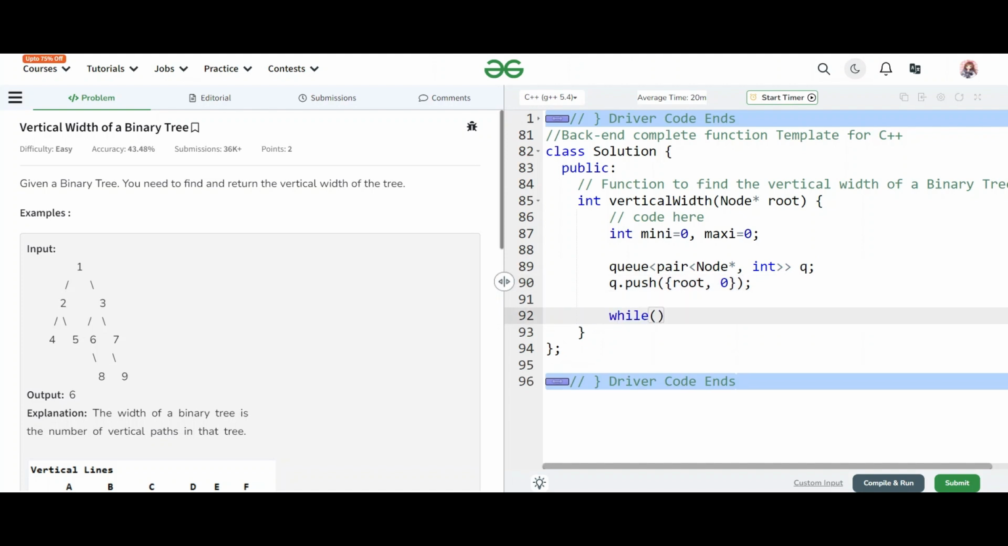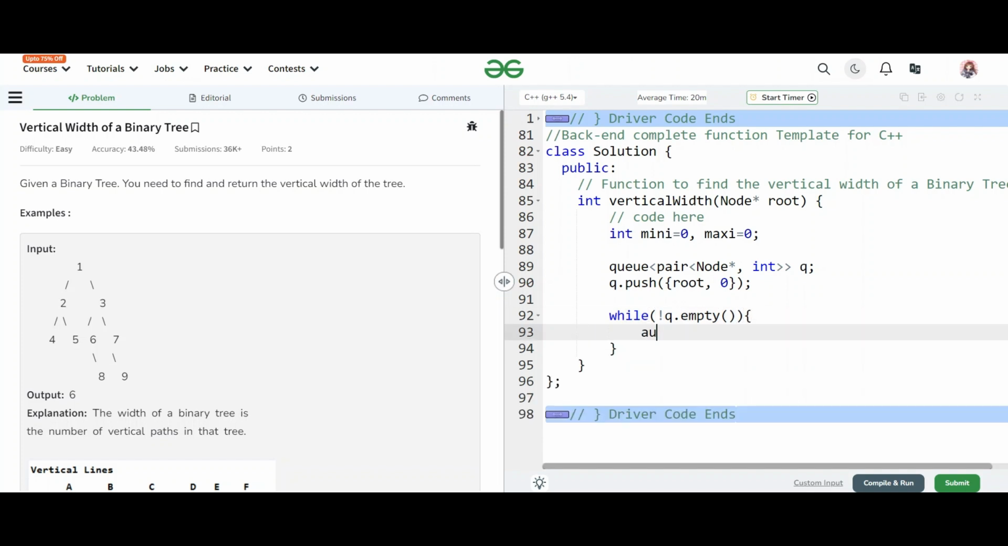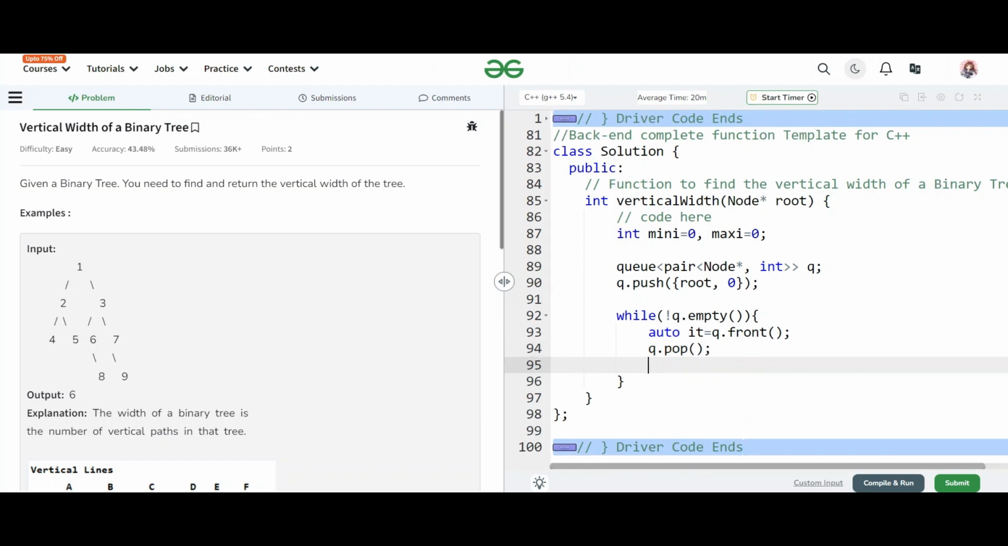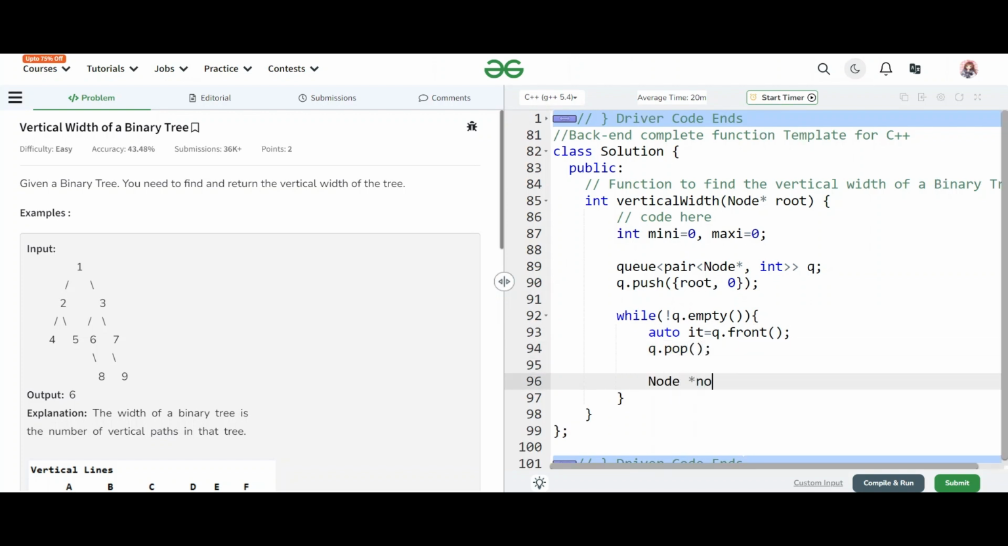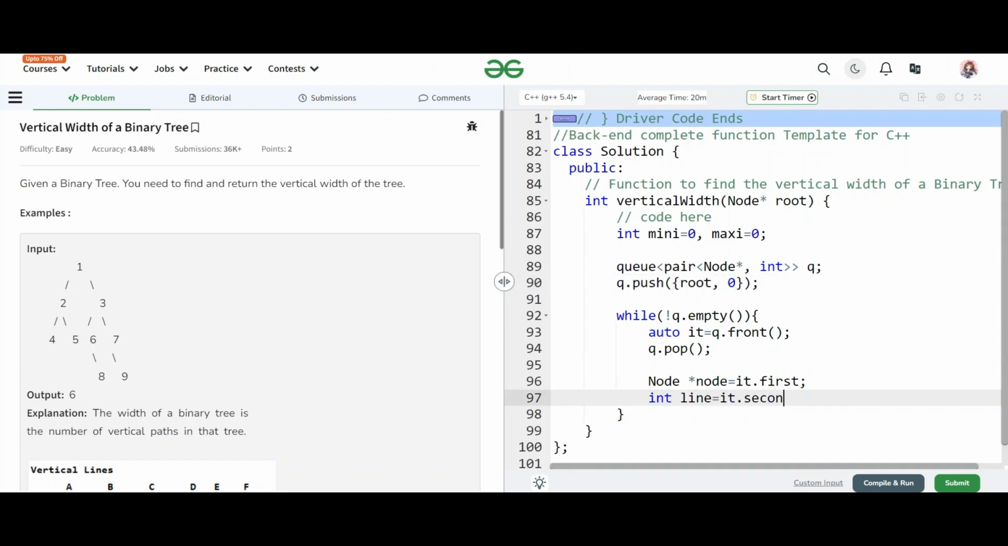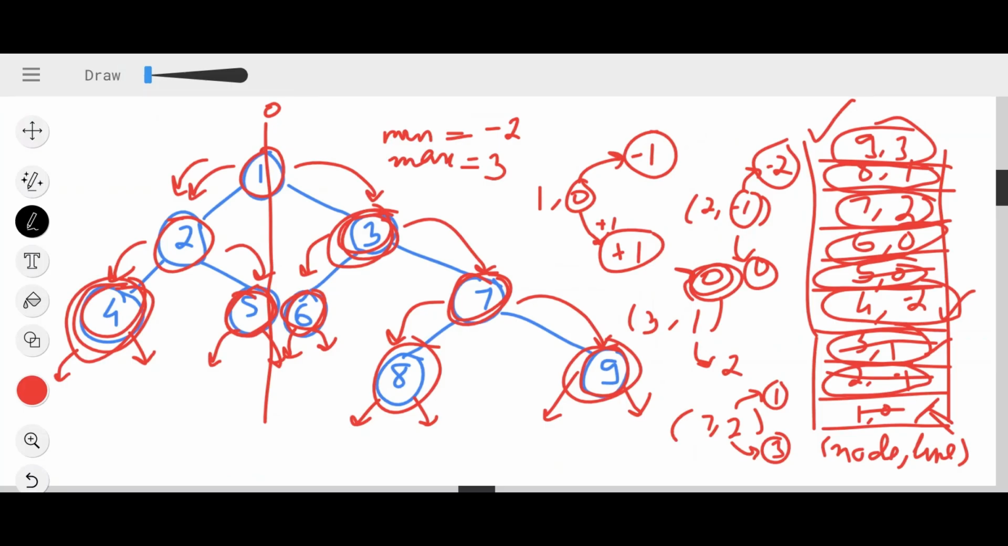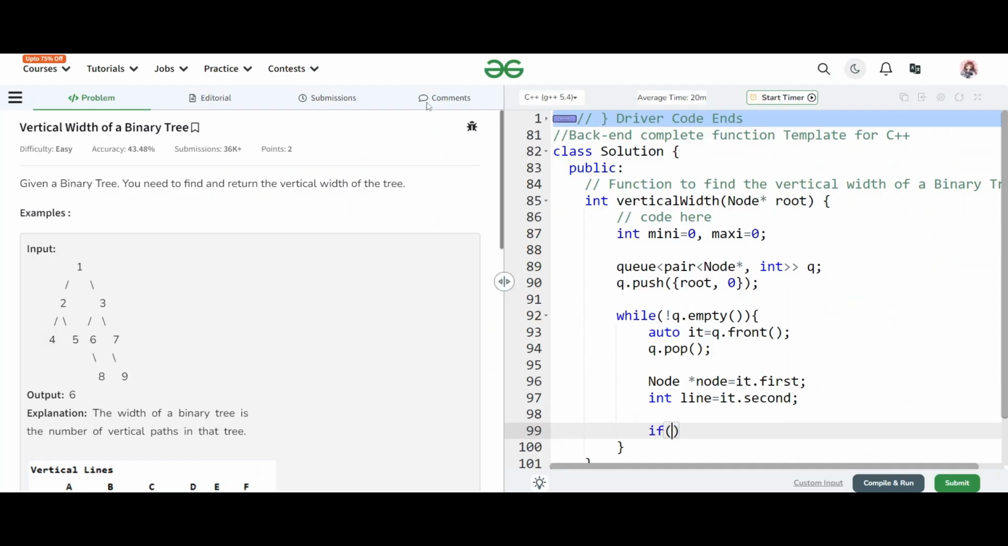Now, until and unless your queue is empty, simply traverse the node. So you take the front node, then pop it from the queue. Now your node is present at first, so take the node, and your line number is present next, so take the line number. Now you will check if a left node is present, and if a right node is present or not. If present, then perform the operation.